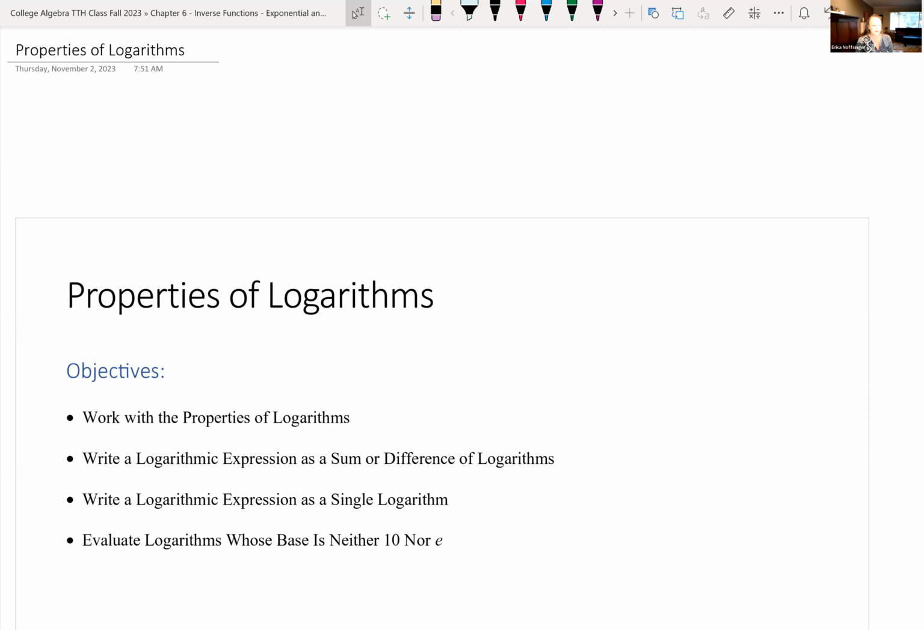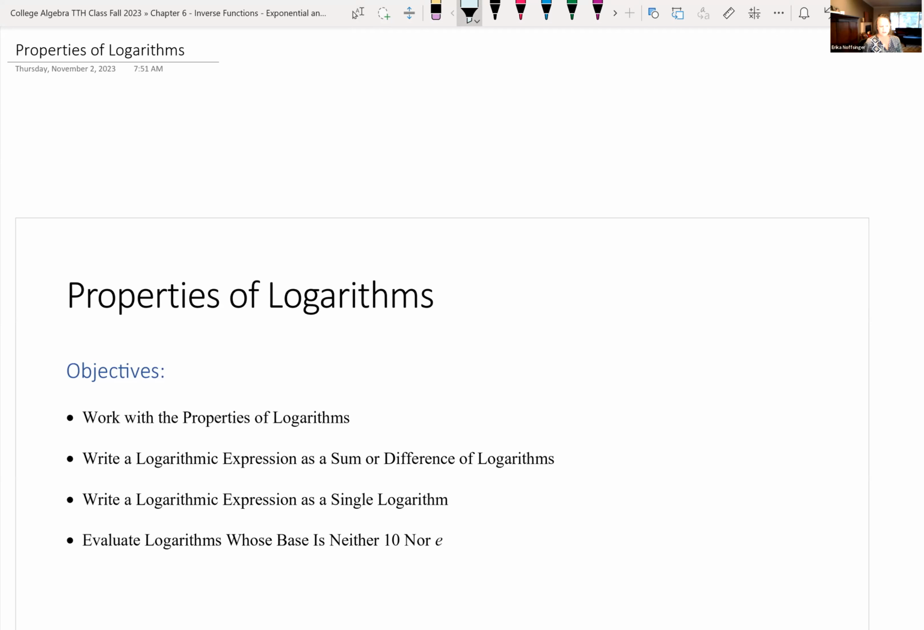So far we've been looking at exponential functions, and we saw that logarithmic functions were inverse functions of exponential functions and vice versa. We looked at properties of the graphs of those functions. And so now we're going to look at some properties of logarithms that are going to be able to help us solve these logarithmic equations that we're going to be looking at soon.